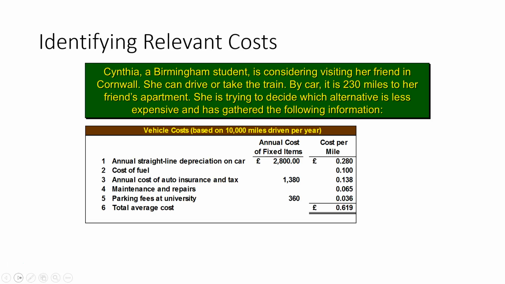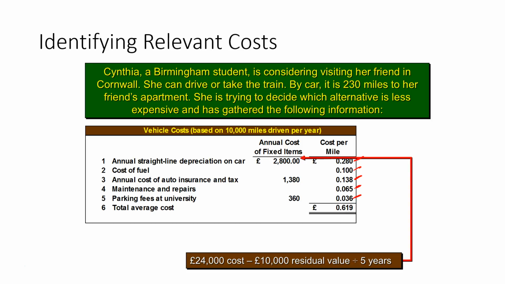So she's got some vehicle costs, which are based on 10,000 miles driven per year. So the first cost is the straight line depreciation on the car, which she's worked out to be 28p a mile. The cost of fuel, 10p a mile. The annual cost of insurance and tax, 0.138 per mile. Maintenance and repairs of the car, 0.065 per mile. And parking fees at the university, 0.036 per mile. So based on these figures, Cynthia has calculated the average cost per mile of using her car is 0.619.